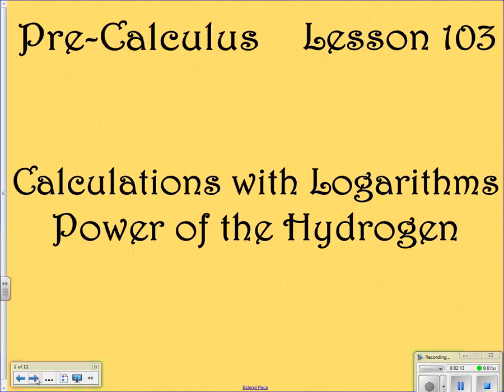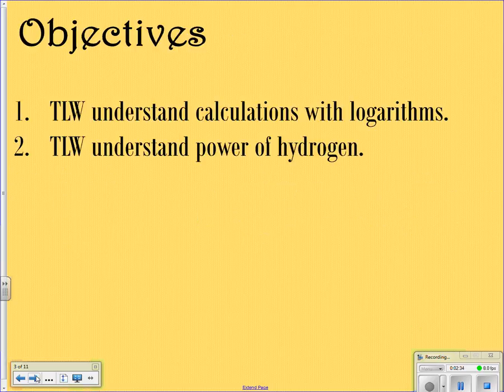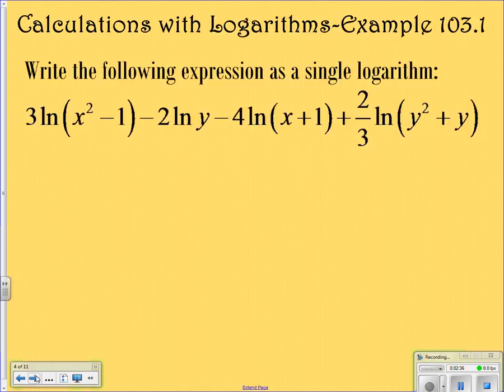And when they go to that lesson, they expect you to understand this concept really well, and they don't explain how to do it. It's just, hey, here it is, here's how we apply it. So we need to make sure that we understand the concept with these problems. And then the power of the hydrogen, you may have done those in chemistry. So we will look at those too, and hopefully you'll understand them.